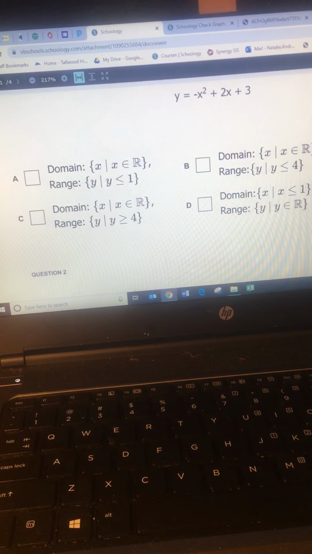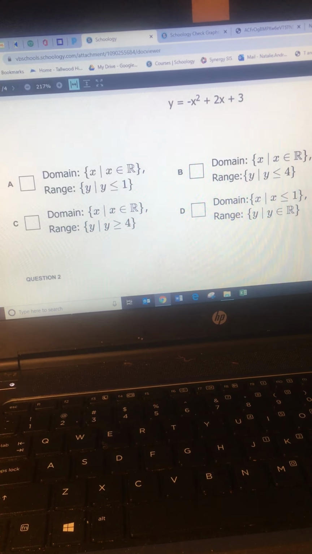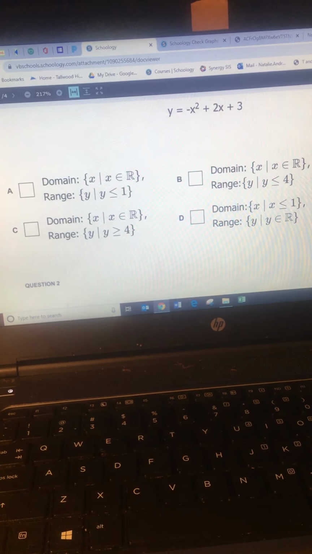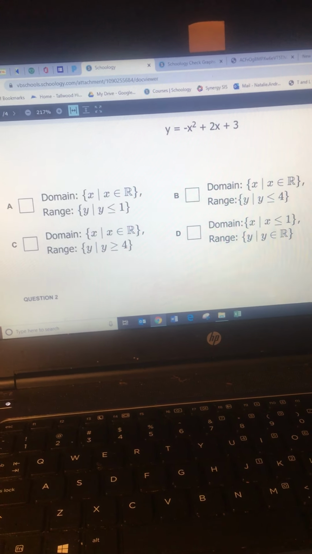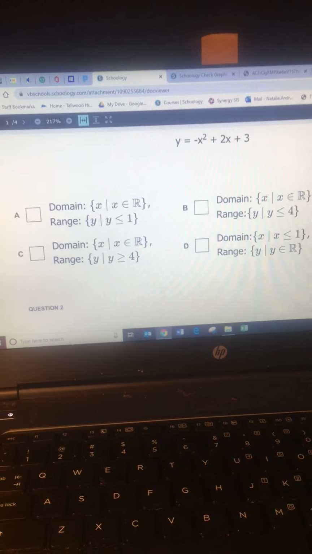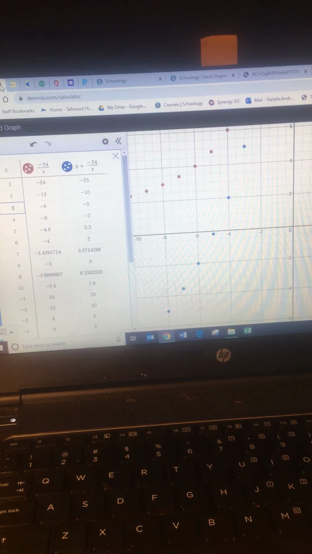Lesson 3, quadratic function. We're going to identify domain and range. So our given function is negative x squared plus 2x plus 3. I'm going to type it in decimals, so I'm going to go to decimals.